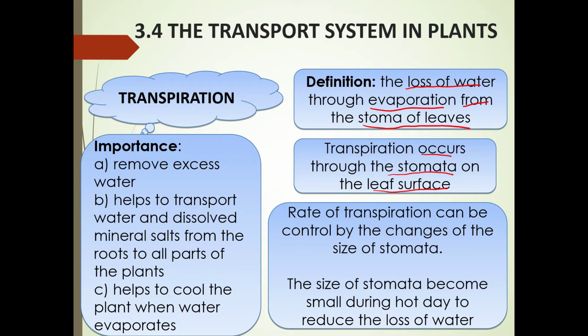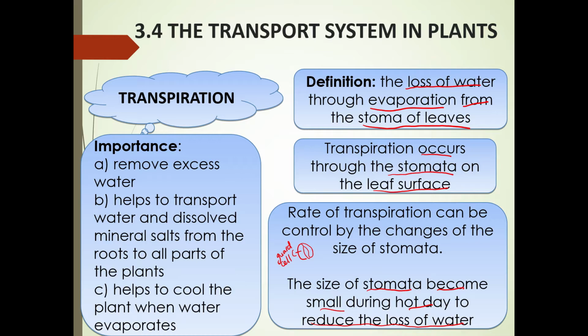And the rate of transpiration can be controlled by changing the size of the stomata. We already know the structure that controls the size of the stomata, we call it the guard cell, the one that looks like a bean, like this one. So this is actually the guard cell. The guard cell will control the opening of the stomata. The size of the stomata will become small during a hot day to reduce the loss of water.